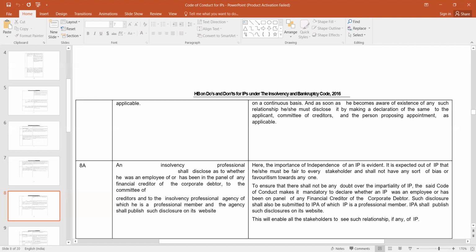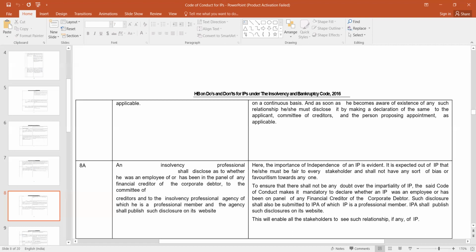So here the importance of independence of an IP is evident. It is expected that he must be fair to the stakeholders and should not have any sort of bias or favoritism. To ensure this, it is mandatory to declare whether an IP was an employee or has been on the panel of any financial creditor of the corporate debtor.